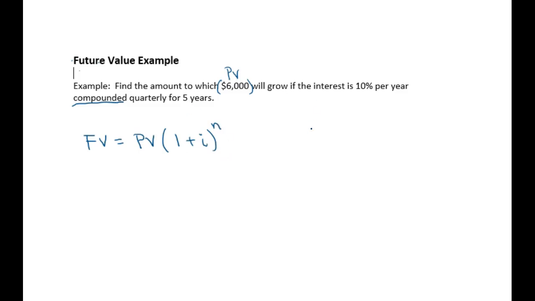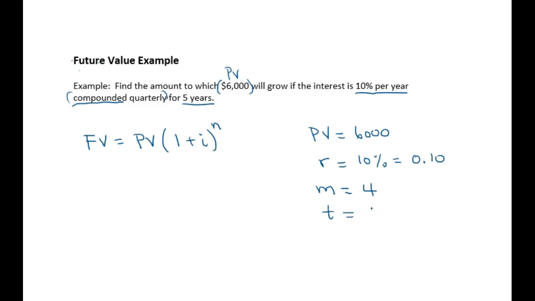So let's start with what we're given. We know present value, the original value, is $6,000. If it grows at an interest of 10% per year, that is our rate of interest, which is 10%, or remember, we always want to put that into a decimal, 0.10. And it's compounded quarterly. This is the new part we're adding in, those compound periods, which we've called M. Quarterly means you're doing it 4 times a year. And then our time frame is 5 years. Remember, T needs to be in years, so it is 5 years. We don't have to do any conversions there.